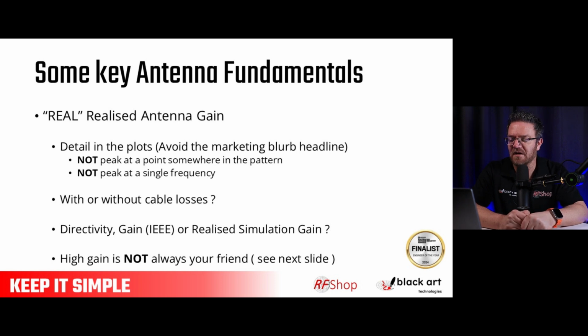First thing is realized antenna gain. The problem that we see a lot is that the data sheets, the specifications, don't necessarily give you all the information you need at first glance. So the blurb may give you the best gain value. It may give you some information that is half truth, but it doesn't give you the detail. You need to look at the detail.